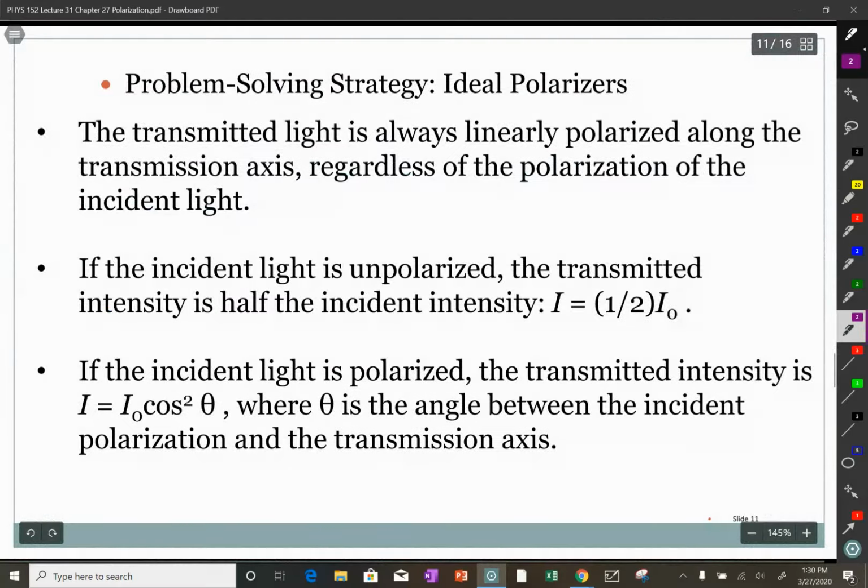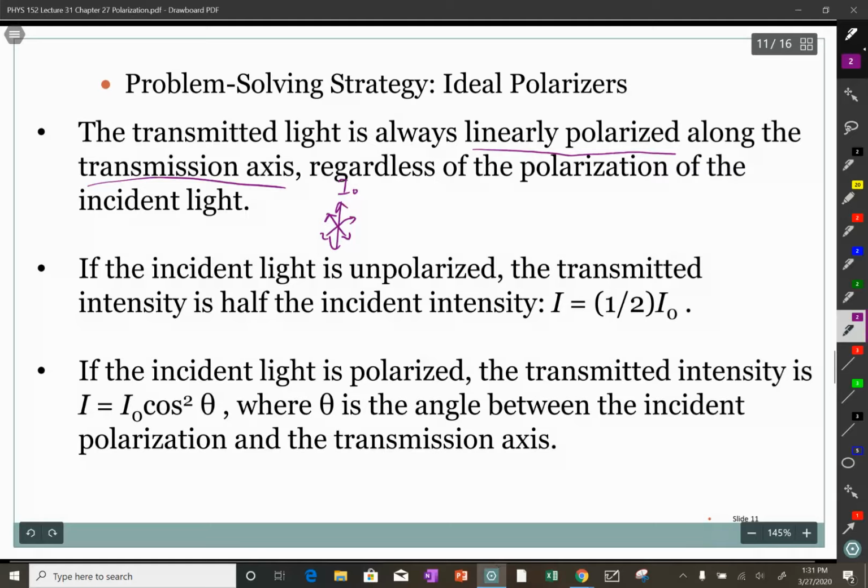So how do we work problems with polarization? What you're going to get is problems that say you start with an initial condition, and then you put in a polarizer or polarizers. Sometimes you'll see the word analyzer. A second polarizer is often called an analyzer, so when you see that word, don't freak out. First thing you do: the transmitted light is always linearly polarized along the transmission axis, regardless of the polarization of incident light. So if I start with light that is randomly polarized, and I write up here I0, that's what I start with.